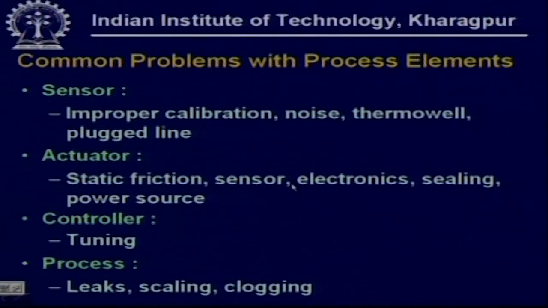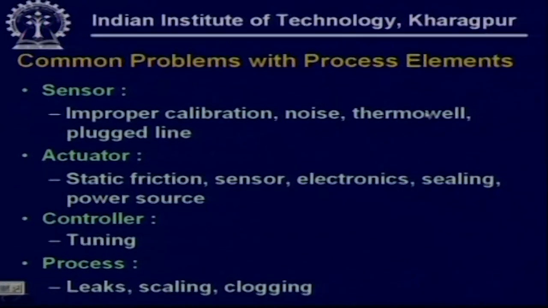Big variability generally comes from various kinds of problems in processes. Common problems which occur: for sensors, there may be improper calibration, which will directly result in dimensional inaccuracy. If you have noise, then because of noise in the feedback, there will be perturbations in the output. Similarly, thermowells, when they get clogged, can insert quite a bit of time constant, and therefore, especially when you have shifting set points, the process will not track the set point well, as we have learnt.